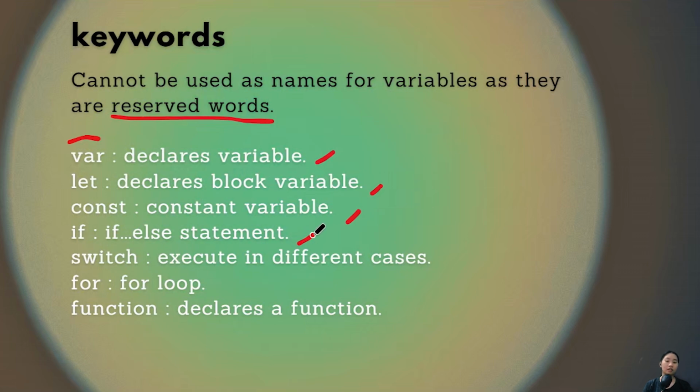If is for if and else statements. Switch executes in different cases. This is quite similar to if, but, sorry, if and else is highly conditional. Switch, as the name suggests, just switches things around, switches code, depending on which condition is true. For is for loops. Function, as we've learned, is just a code block, and declares a function.